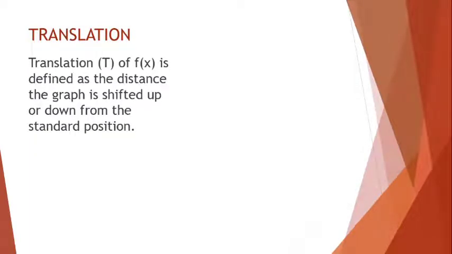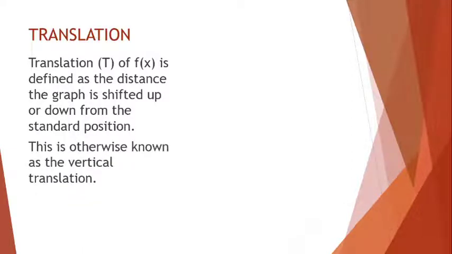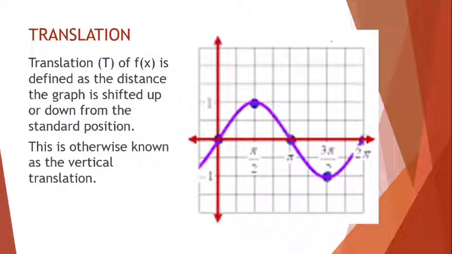Now, when we say translation, the translation T of f of x is defined as the distance the graph is shifted up or down from the standard position, otherwise known as the vertical translation. This is what you will see: the curve shifts up. Here is the value. It is either up or down. Okay?